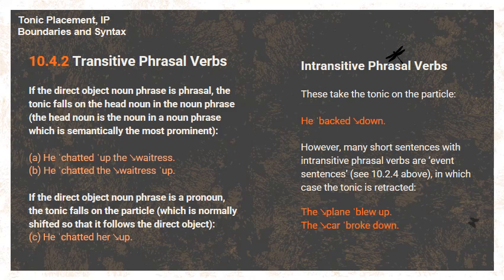Intransitive phrasal verbs. These take the tonic on the particle. For example, he backed down. However, many such sentences with intransitive phrasal verbs are event sentences, in which case the tonic is restricted. For example, the plane blew up. The car broke down.